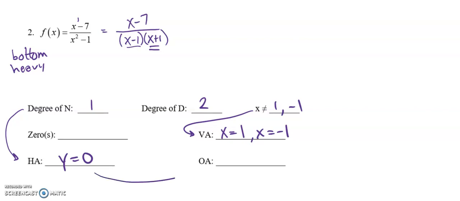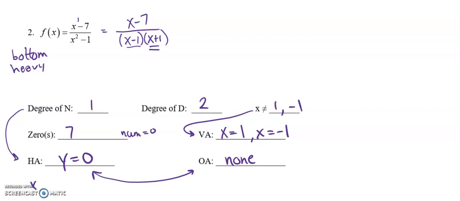Since we have a horizontal asymptote, we are not going to have an oblique asymptote. It's possible with some complicated kinds of things, but we're not going to get that complicated. So we'll either have a horizontal or an oblique, never both. And then last thing are the zeros. Remember, that's where the numerator is equal to 0. So when does x minus 7 equal 0? It equals 0 at 7.